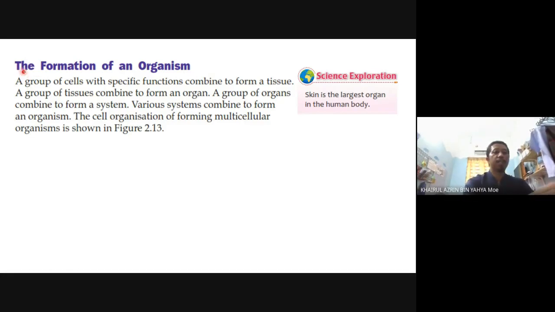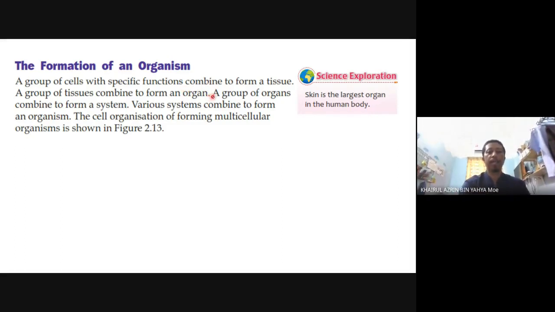Okay. So the formation of an organism. Organism, benda hidup. A group of cells with specific functions combine to form a tissue. So start with cells. Cell combine, become tissue. So a group of tissues combine to form an organ. Jadi dia tisu, dia campur banyak-banyak tisu. Ada sel. Campur banyak-banyak sel, combine, dia jadi tisu. Tisu banyak-banyak pula combine jadi organ.